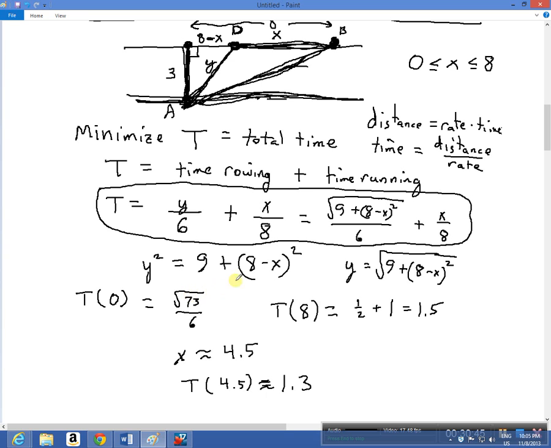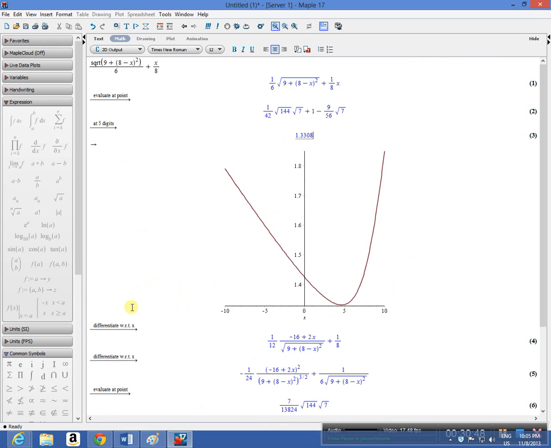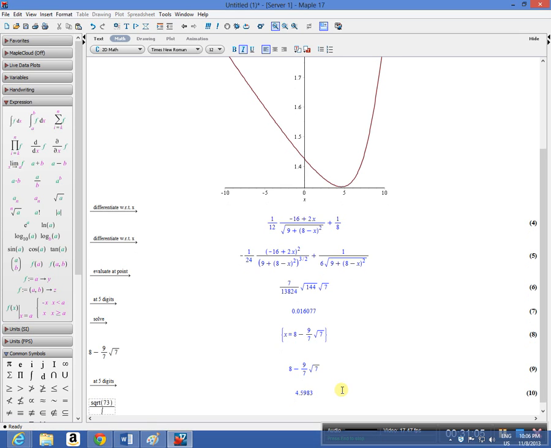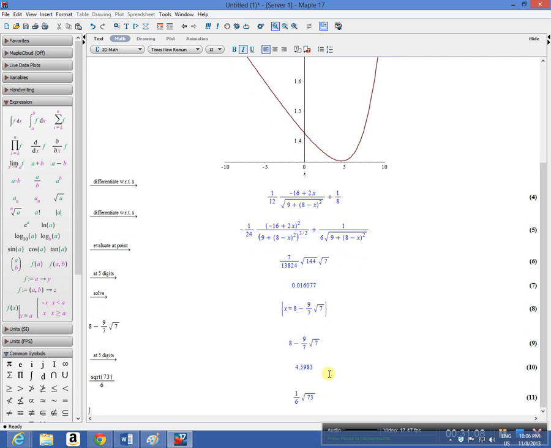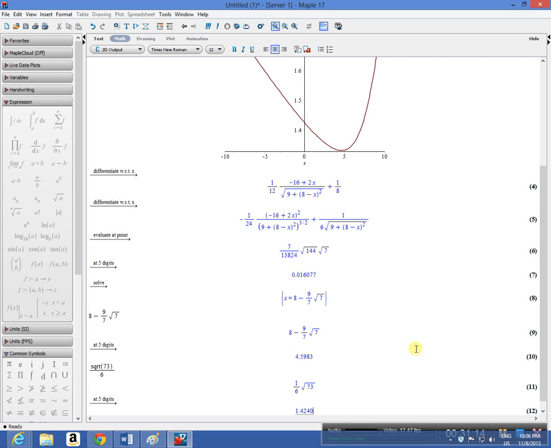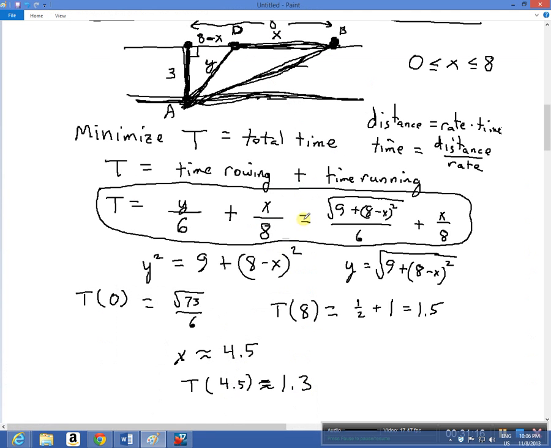Now I need to look at what this number is. Square root of 73 over 6. Back to Maple, what is that? Square root of 73 over 6. Approximate that for me, please. And that is 1.42. So what that tells me is that this is about 1.4, this is about 1.5, and this is 1.3.